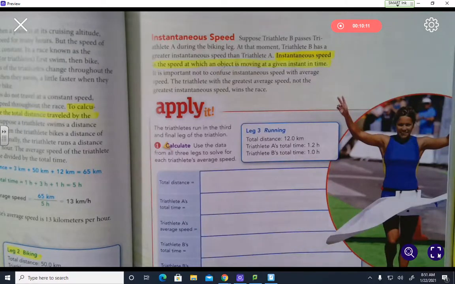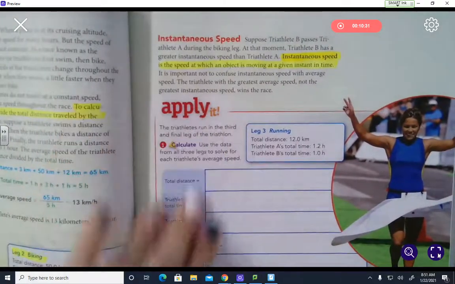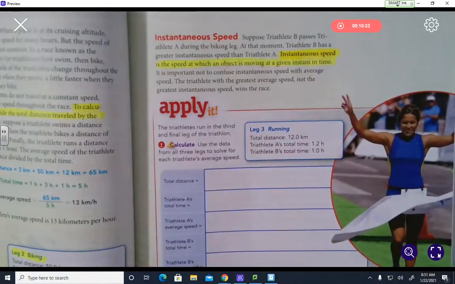It is important not to confuse instantaneous speed with average speed. The triathlete with the greatest average speed, not the greatest instantaneous speed, wins the race. I'm actually going to have you guys skip this apply it and go to the next page.